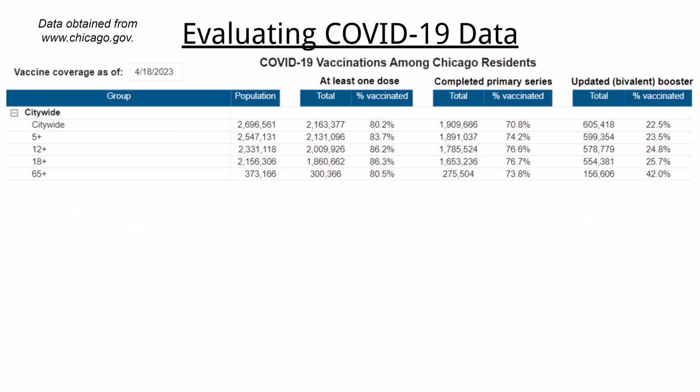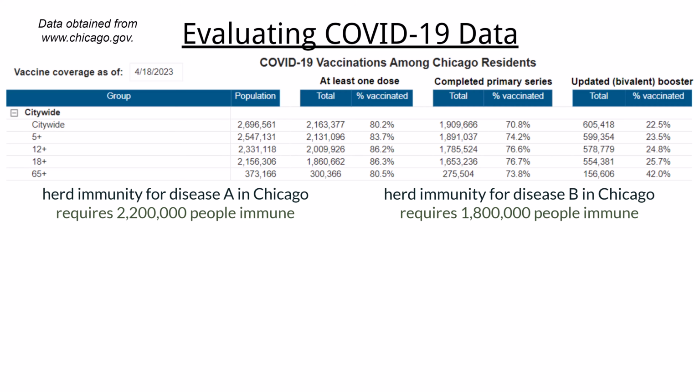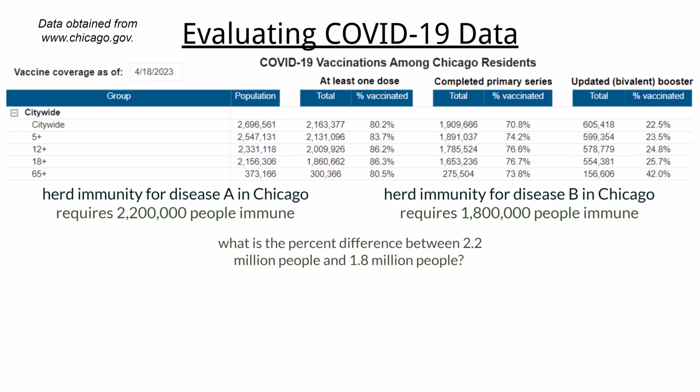Let's say that for the population of Chicago to have successful herd immunity for disease A, there must be at least 2.2 million people who are immune. And the herd immunity for disease B requires 1.8 million people to have herd immunity. What is the percent difference between 2.2 million and 1.8 million people?